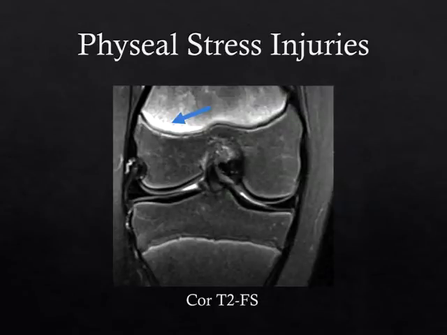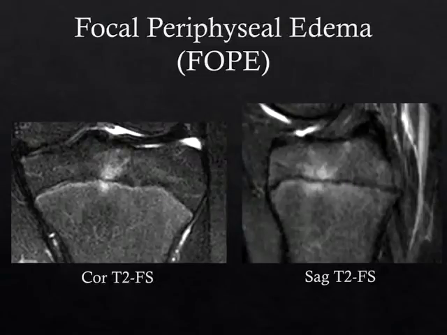So it's not purely marrow edema, it's actually the chondrocytes from the physis not being able to undergo calcification and ossification. And so it's important to distinguish stress injuries from what's called focal periphyseal edema, or FOPE. This was originally described by Patel out of Cincinnati, and she noticed that in a lot of patients who were nearing skeletal maturity, they were seeing these areas of focal marrow edema on both sides of the physis. It always seemed to be central, and it was always in kids who were nearing skeletal maturity. And so it's considered a normal variant.